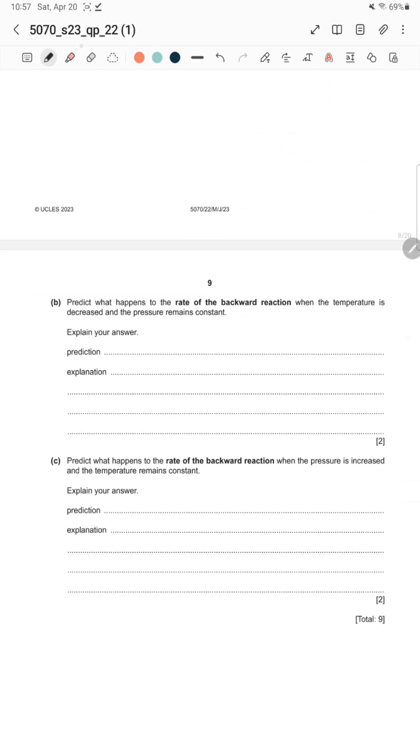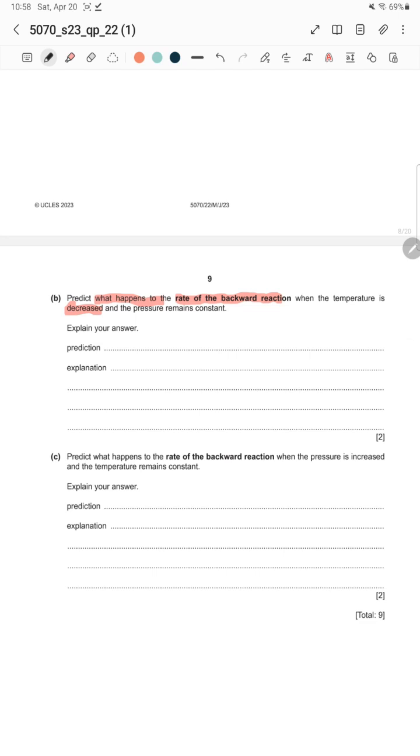Now students, rate of reaction is directly proportional to temperature, pressure, concentration and catalyst, and it is inversely proportional to particle size. So these are the 5 factors which affect the rate of reaction. Now the following question is from the topic chemical reaction. Predict what happens to the rate of backward reaction when the temperature is decreased. Once you decrease the temperature, particles absorb less heat, their kinetic energy decreases, hence collision frequency decreases. Therefore, rate of reaction decreases.